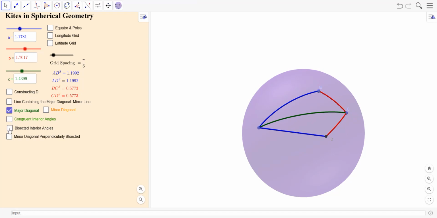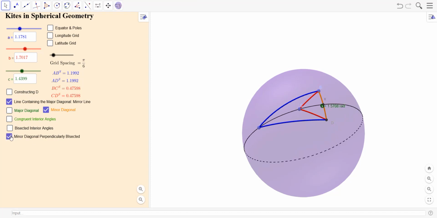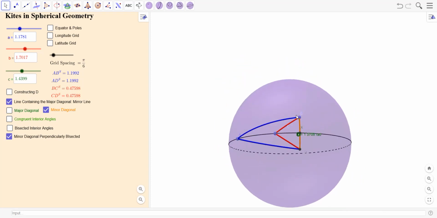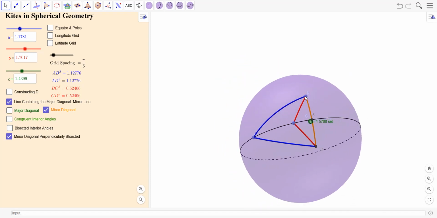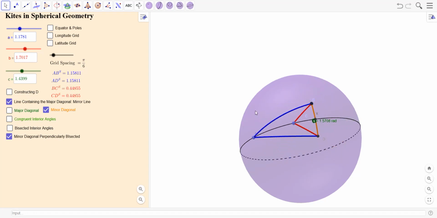And we also said that we have bisecting angles here. So the major diagonal bisects the angles on both ends. And if we take the line containing the major diagonal and minor diagonal, whether it's out here or out here, we see that it is actually a perpendicular bisector on both ends. And the same observations, same proofs work for spherical geometry that we saw for Euclidean geometry. So kites work basically exactly the same way in Euclidean, spherical, and hyperbolic geometries.